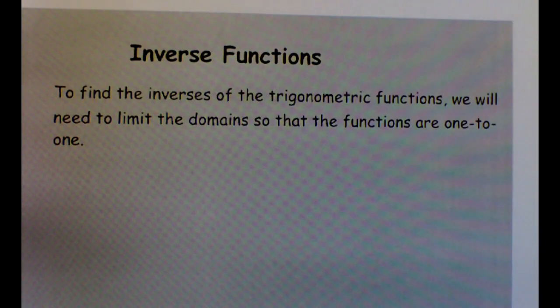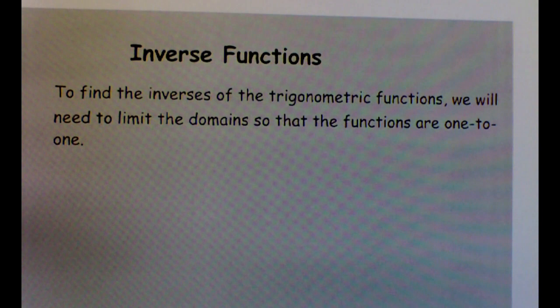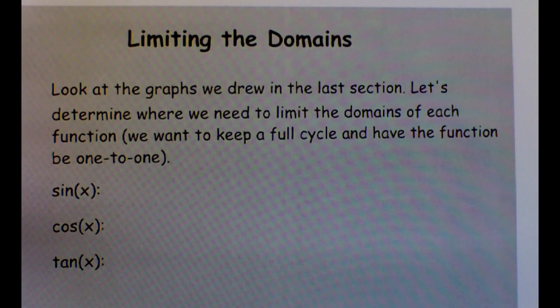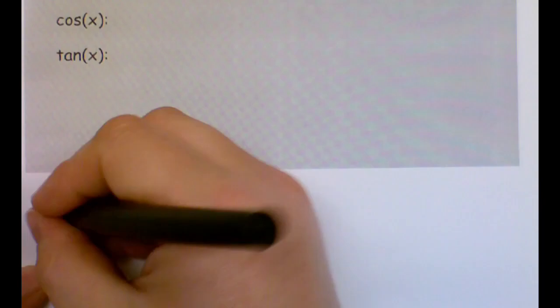So to find the inverses of the trig functions, we have to limit their domains so that the functions are indeed one-to-one. They pass the vertical and horizontal line tests. So when we limit the domains, if we think about the graphs we drew, we need to limit the domains so that we have a full cycle and the function is one-to-one. So let me draw a rough sketch for sine.